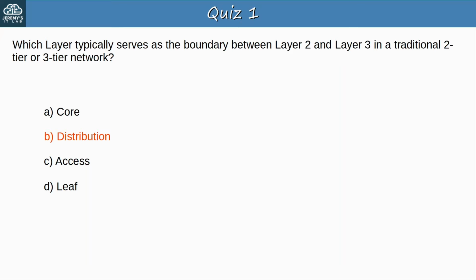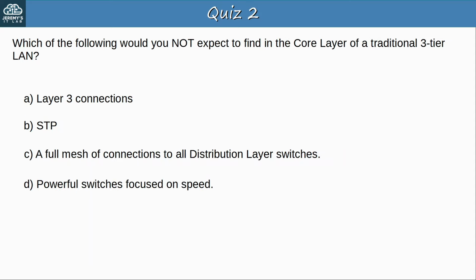Okay, let's go to question 2. Which of the following would you not expect to find in the core layer of a traditional 3-tier LAN? Pause the video now to select the best answer.